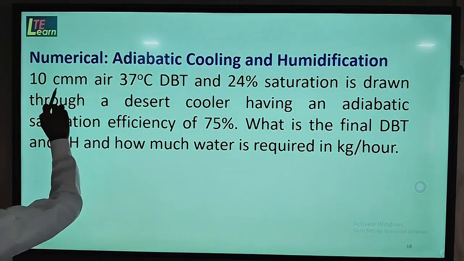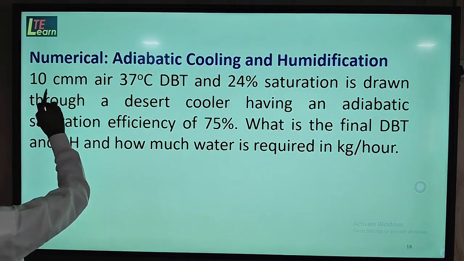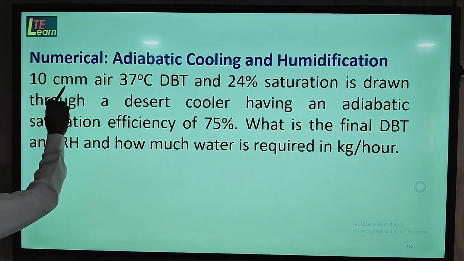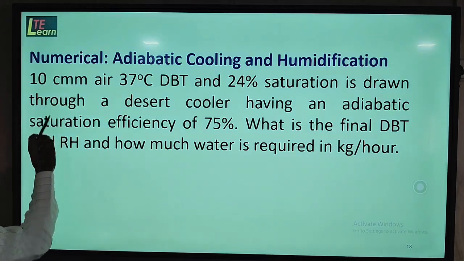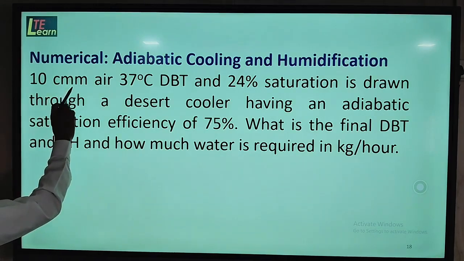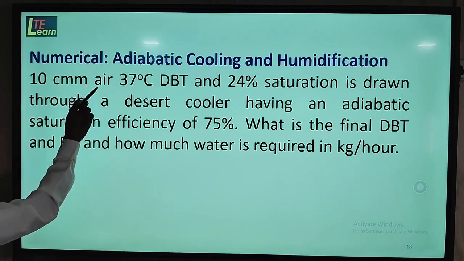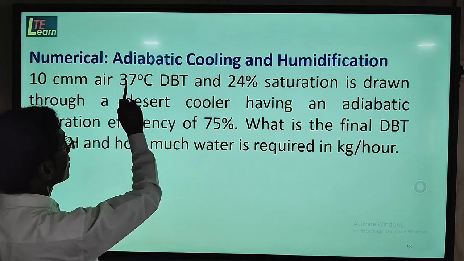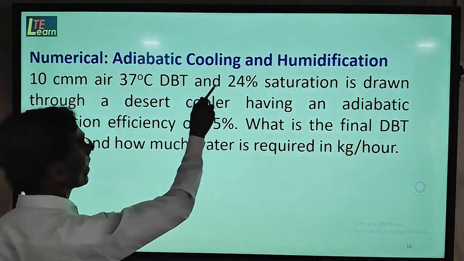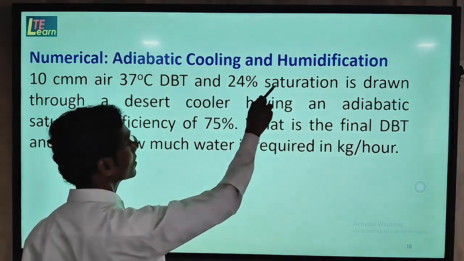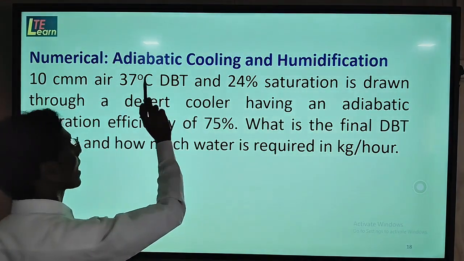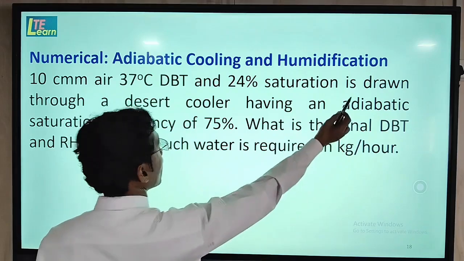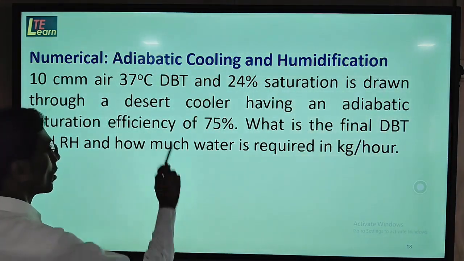So the statement of the numerical is given: 10 cmm air, meaning this air is given in meter cube per minute, that is the supply rate of the air at the inlet. The condition of the inlet air is given as 37 degrees Celsius DBT and 24% saturation. DBT means dry bulb temperature and saturation means relative humidity. It is drawn through a desert cooler.